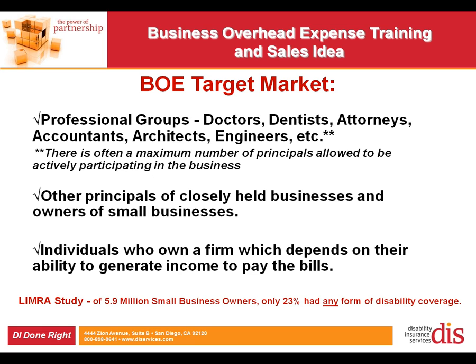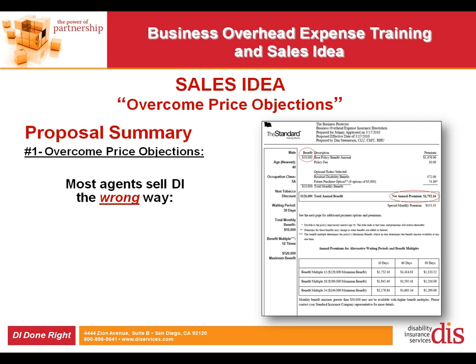And finally, this is a great stat I should have mentioned earlier. Did you know that of the almost 6 million small business owners in the country today, only 23% have any form of disability coverage? And I'm not just talking about business overhead expense. Only 23% are protecting their own paycheck and or their business. So it's a very underserved, unsaturated market. I highly recommend you go after the business owners.